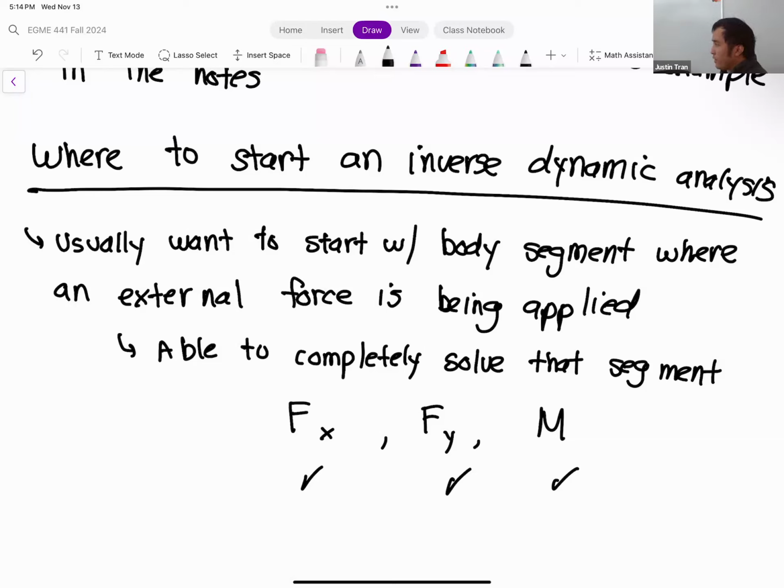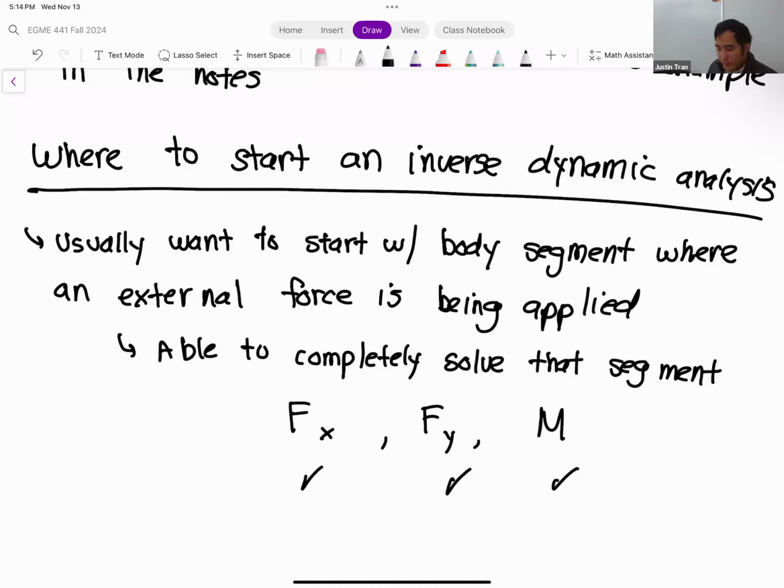So it's a little bit more of a convenience thing, and you can definitely start from way further in, or start with the middle segment, and eventually you're going to get expressions for everything. But it just makes a little bit more sense if you start from the outside where an external force is being applied, and then work your way in. Okay. All right. Any final questions on this?